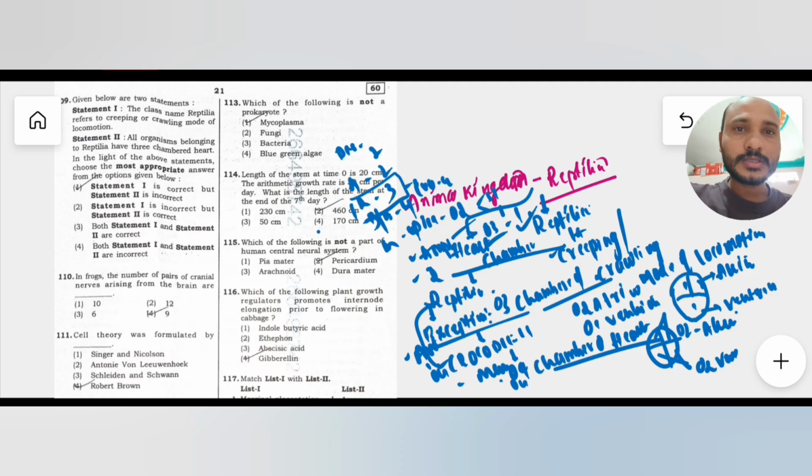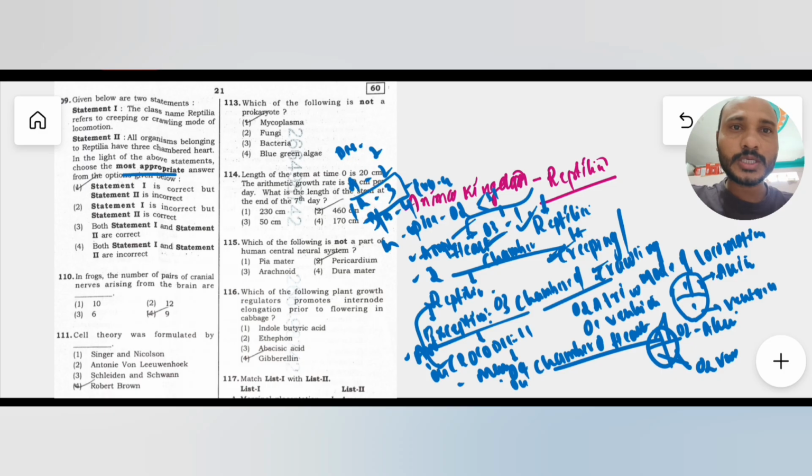Remember this one. In the statements, the class name Reptilia refers to creeping and crawling mode of locomotion. Yes, statement 1 is right, because the class Reptilia is named for its mode of locomotion, creeping and crawling. Statement 2: all organisms belonging to Reptilia have three-chambered heart. Here it is asking about all. Not all; mostly Reptilia have a three-chambered heart, but statement 2 says all.